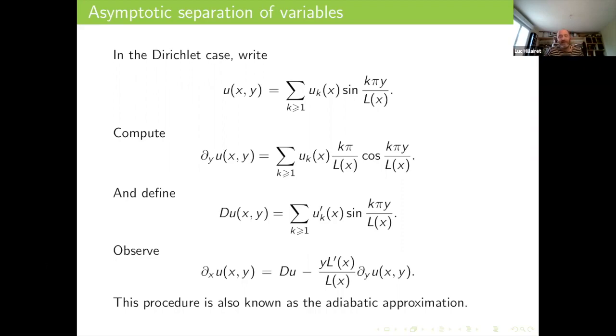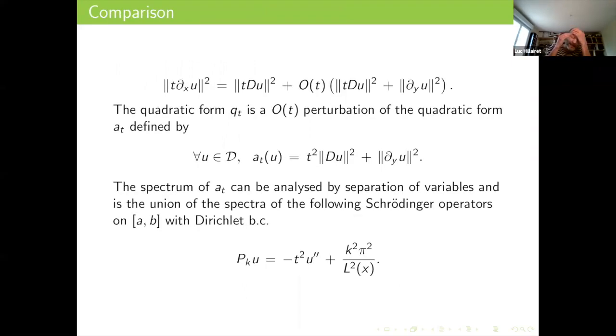When you do that, if you look at the Hilbert norm of T dx u, you gain an extra T on the cross terms. So the norm of T dx u squared is like the norm of T D u squared plus a big O of T times a quadratic form that you call A of T. The quadratic form you're interested in, Qt, is a big O of T perturbation of the quadratic form A of T, defined like T squared D u squared plus dy u squared.